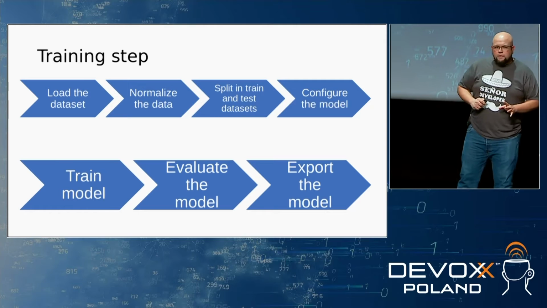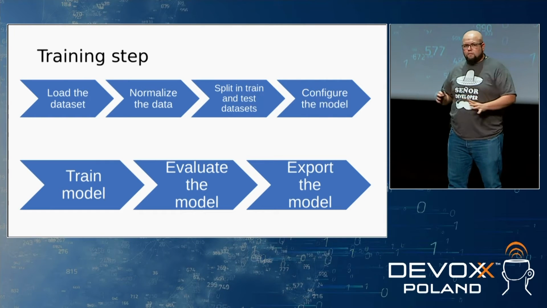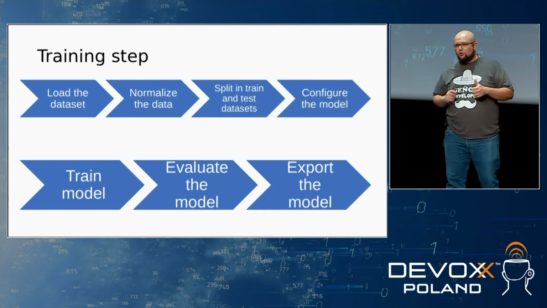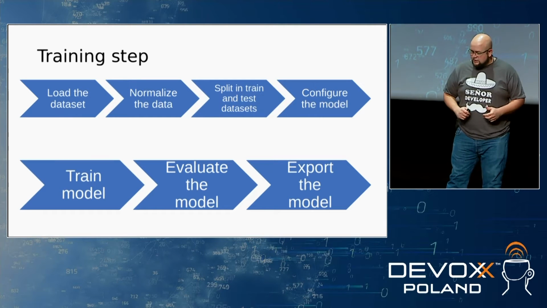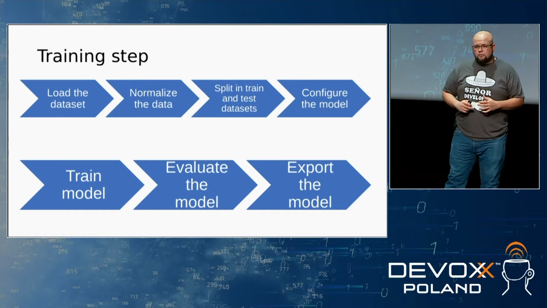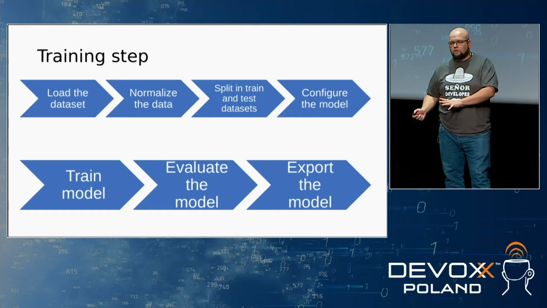Now let's dig deeper into the training step. These are the things that we need to do for this step. First, we need to load the data set. We need to normalize the data. We need to split it in train and test data sets. We need to configure the model. We need to train it. We need to evaluate it. And then we need to export it for the next step.